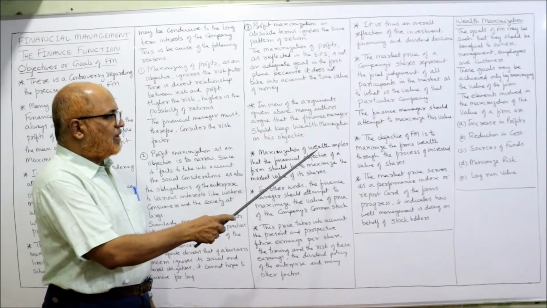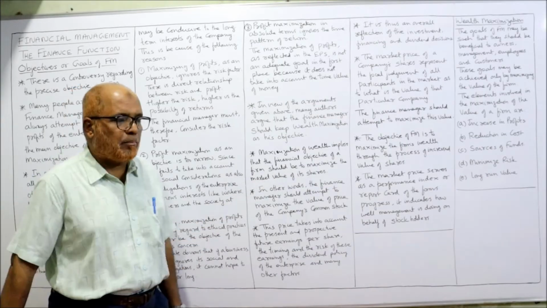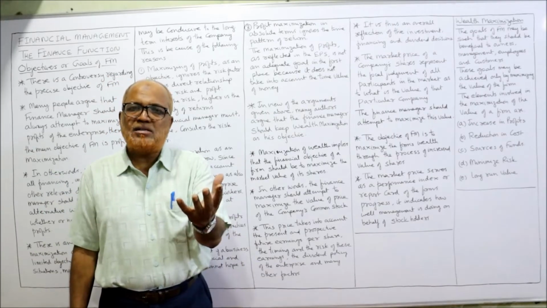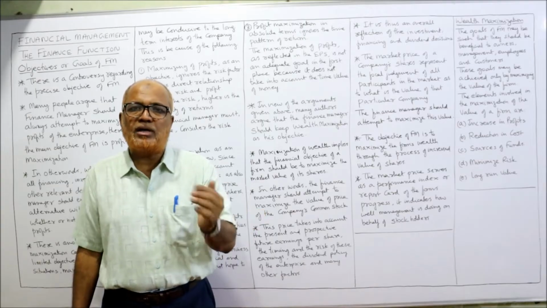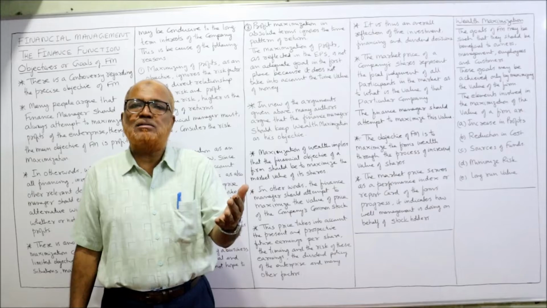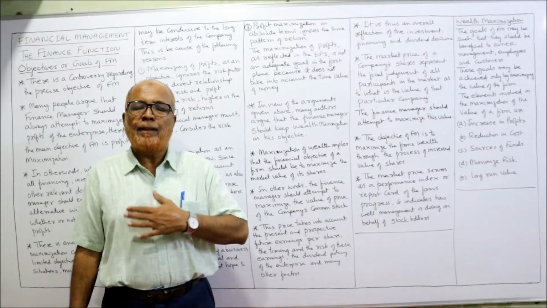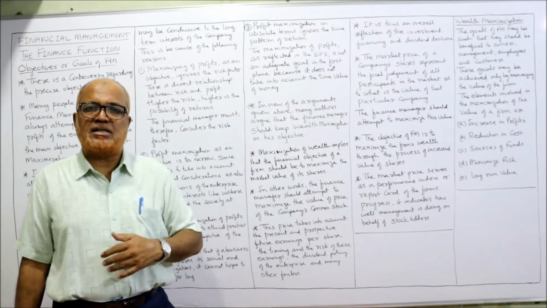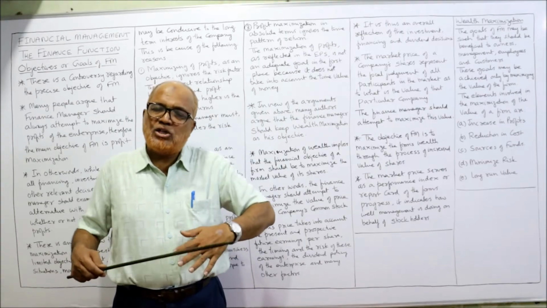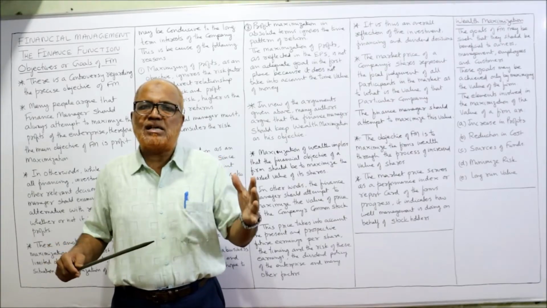So maximization of wealth implies the financial objective of a firm should be to maximize the market value of shares. Wealth maximization means whose wealth? Shareholders' wealth, the owner's wealth. When will the shareholders' wealth get maximized? When the market price of the share increases. Suppose I have purchased some shares of XYZ company for 1 lakh rupees some 10 years back. The company is performing very well. All financial decisions of the company are excellent.